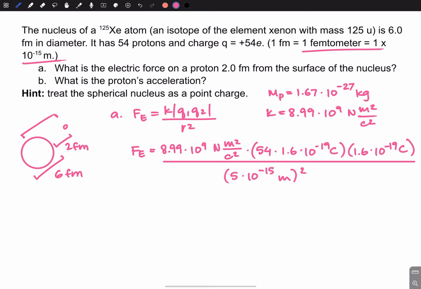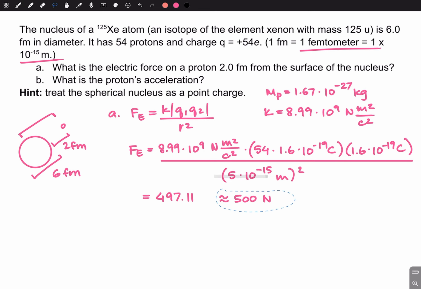Okay. And if you're wondering where this comes from, that's because 1 femtometer is 10 to the power negative 15 meters. Okay. If we put that into our calculator, approximately the value is 497.11. You could also just round that up to 500 newtons if you really want. But I'm going to box this answer because it's a bit more exact.